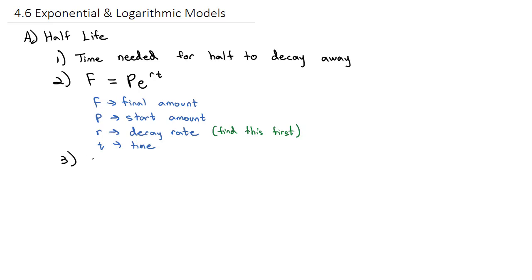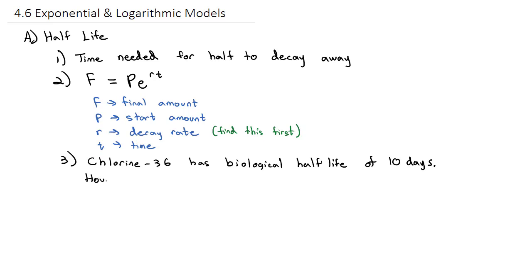So for example, if I've got some chlorine-36 in the body, it has a biological half-life of 10 days. That means after 10 days, half of it's been washed out of the system. How much of 30 micrograms remains after a week, 7 days?